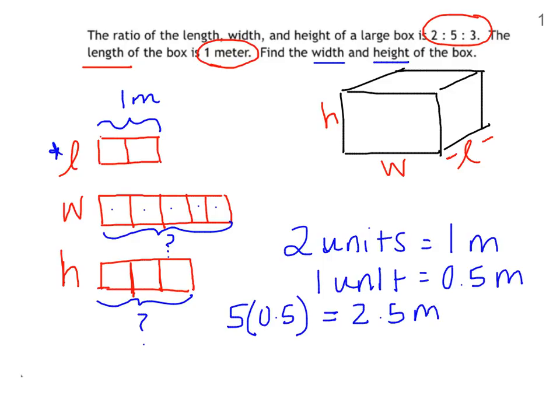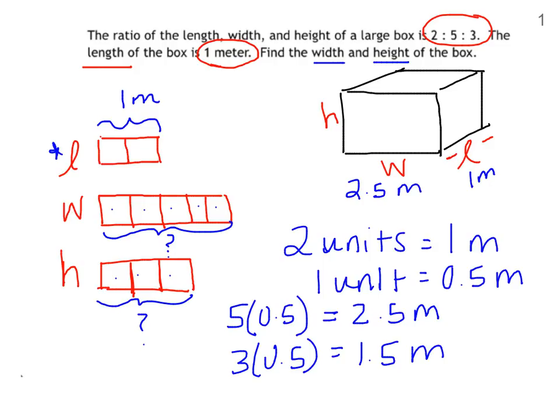meters. And the height, which has 3, well, we can think of that as 1 whole meter plus another half. We can also just multiply 3 times half a meter, and that is 1.5 meters. So it seems to me that we've got all the dimensions now. Our length is 1 meter. Our width is 2.5 meters. And our height is 1.5 meters. And they are at the ratio of 2 to 5 to 3.